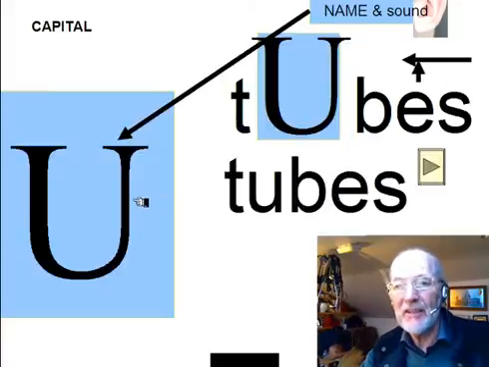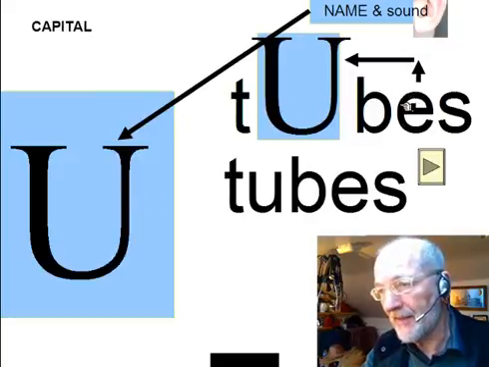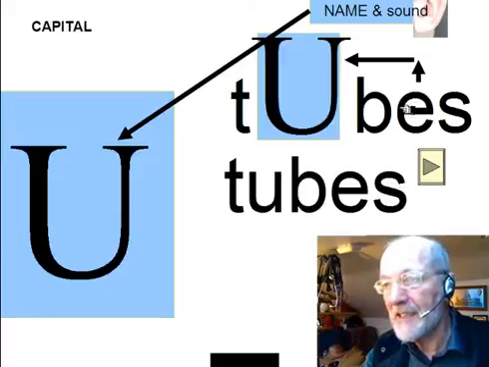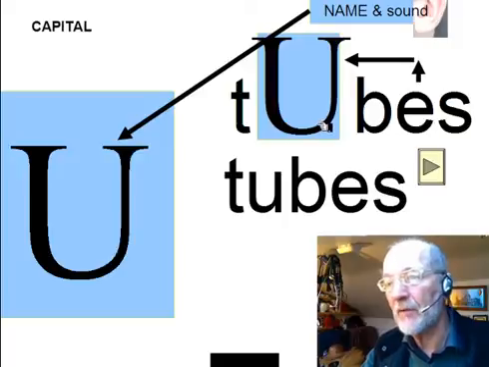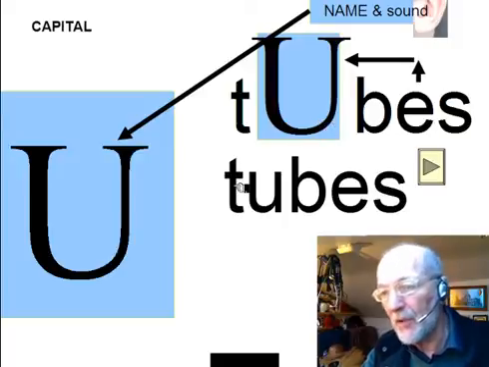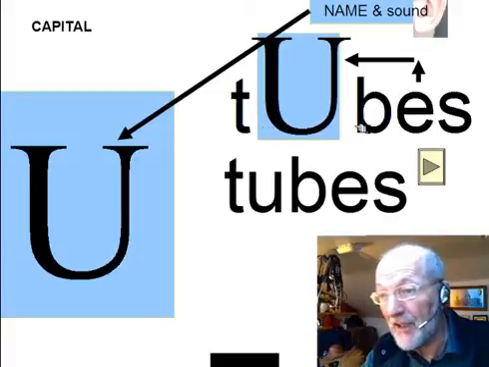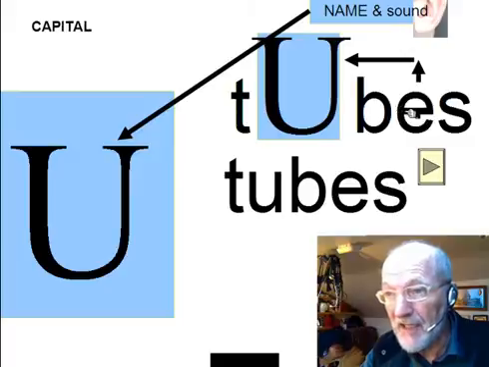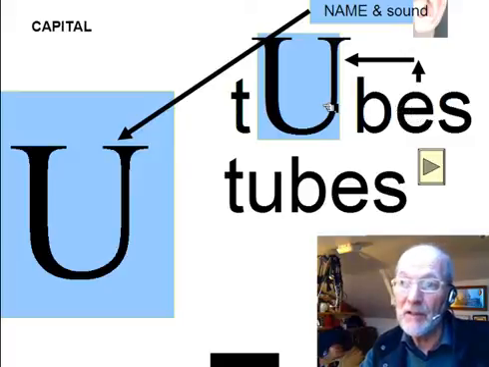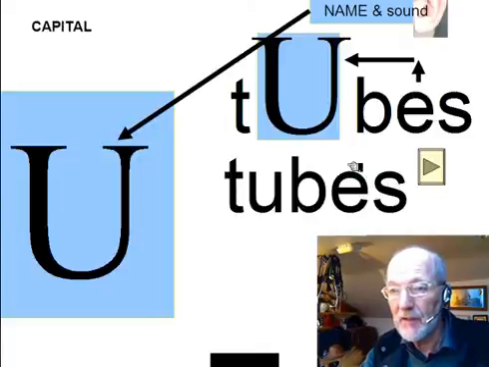U, name of the letter, U. If it's written in a word like this, then this E makes this letter say its name, not its sound. Its name is U, so this word is tubes. If it didn't have the E there, this would be tubs, saying its sound. But because the E is there, it says its name. U, tubes.